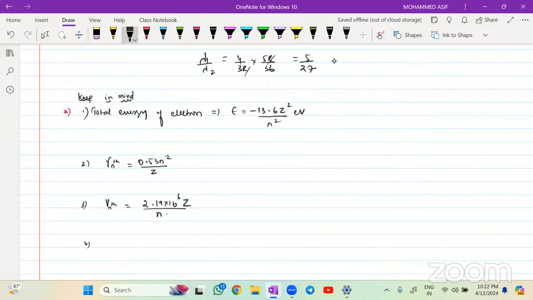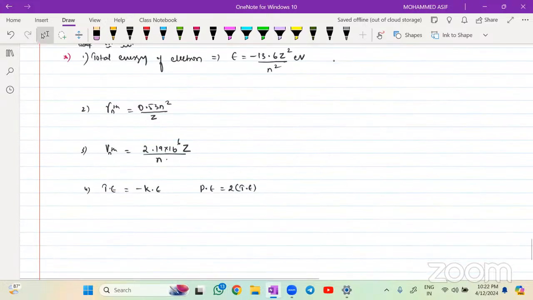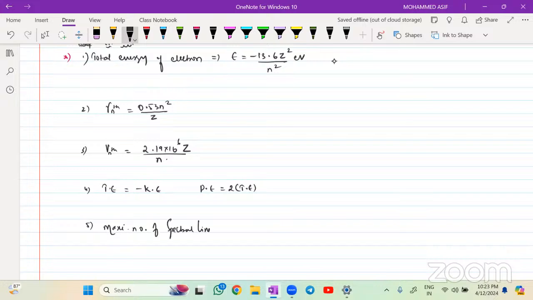The fourth one: total energy is always equal to minus of your kinetic energy. In the same way, potential energy will be equal to 2 times your total energy. Clear? One more formula: the maximum number of spectral lines is n into (n minus 1) divided by 2, where n is the number of orbits.